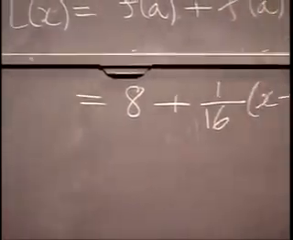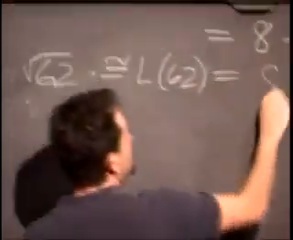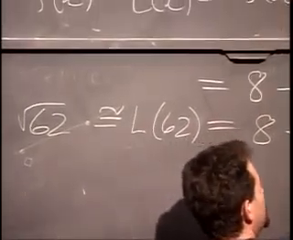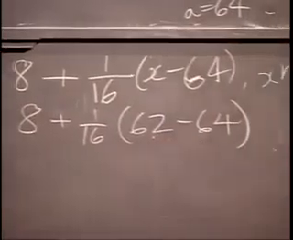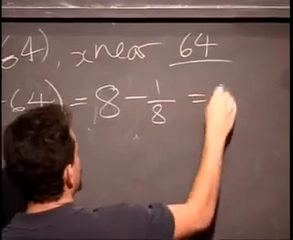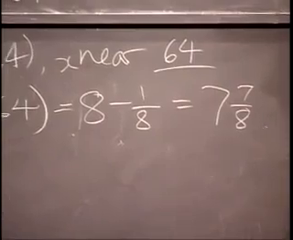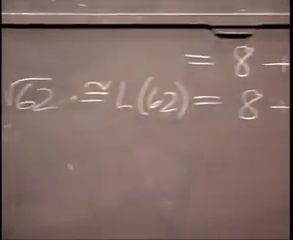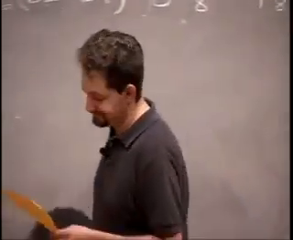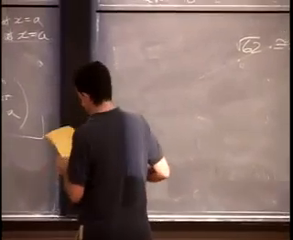Okay, so in particular, the square root of 62 is approximately L of 62, which is 8 plus 1/16 times 62 minus 64. This is minus 2, so it's 8 minus an eighth, or 7 7/8. That's more like it. Okay, so you've got to make your linearization depend on where you're going to be. All right, so let's look at a few more examples. Well, try this one.